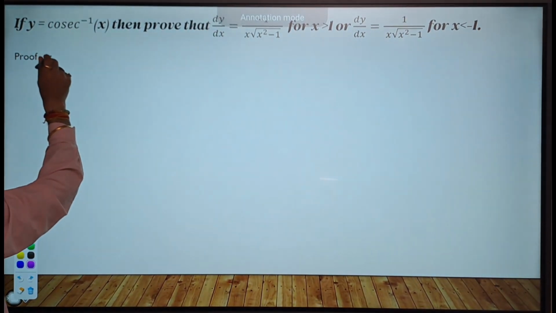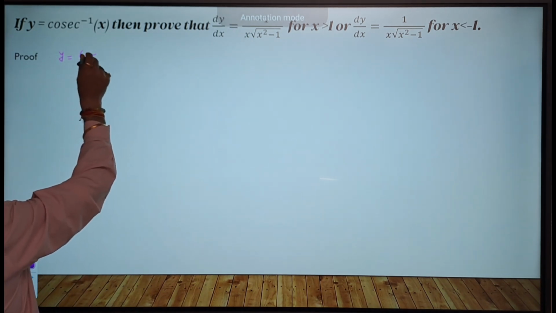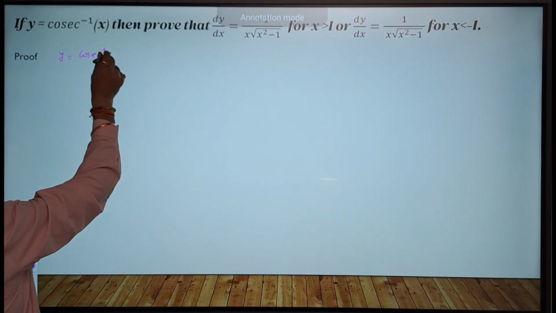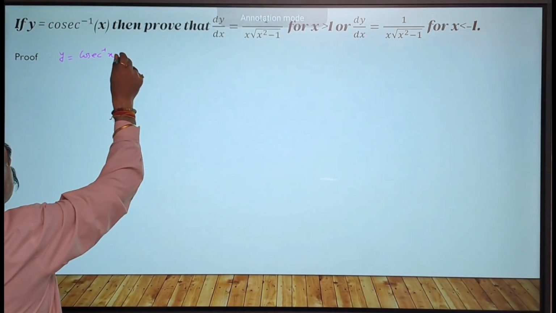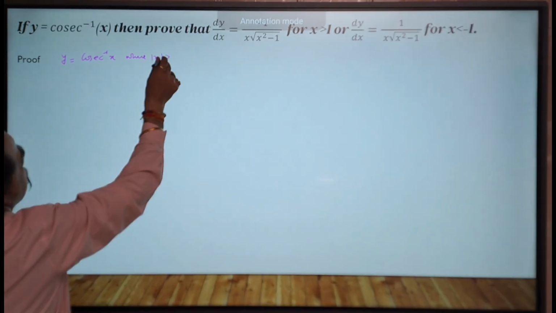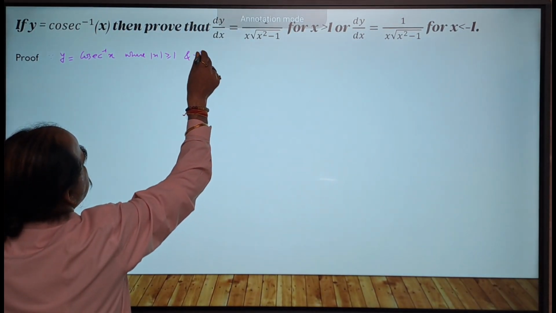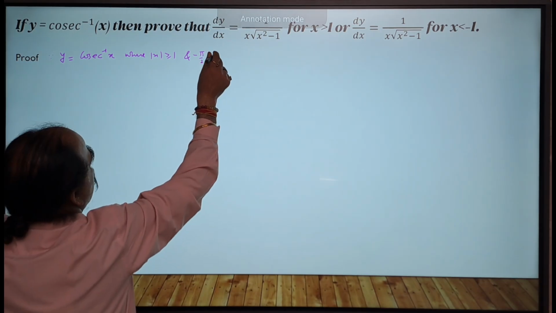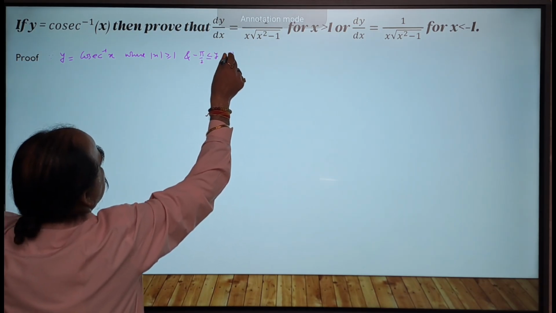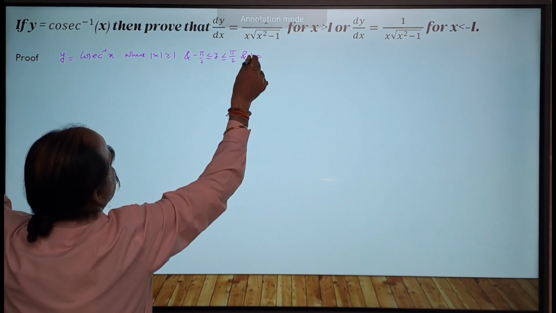Since y is equal to cosec inverse x, where modulus x is greater than or equal to 1 and minus pi by 2 is less than or equal to y less than or equal to pi by 2, and y should not be 0.